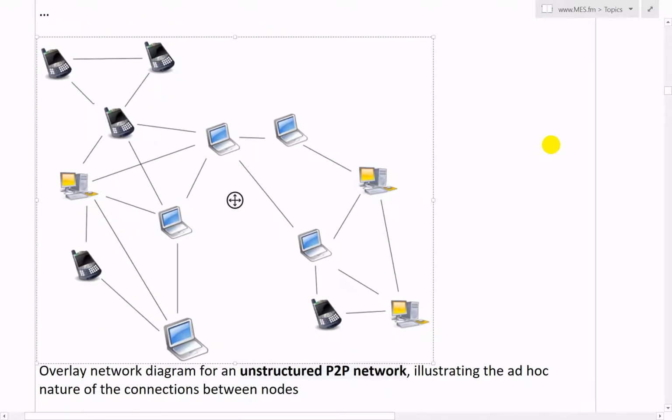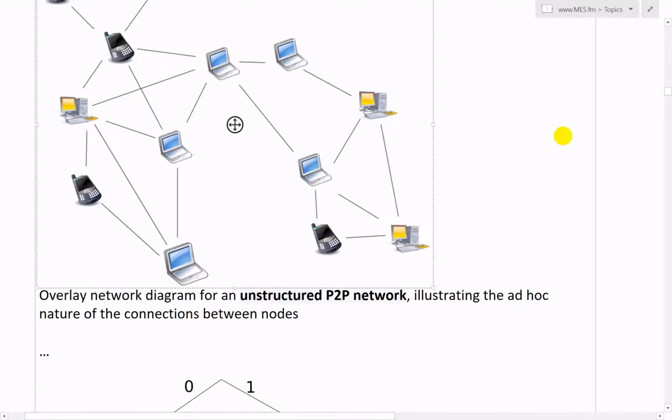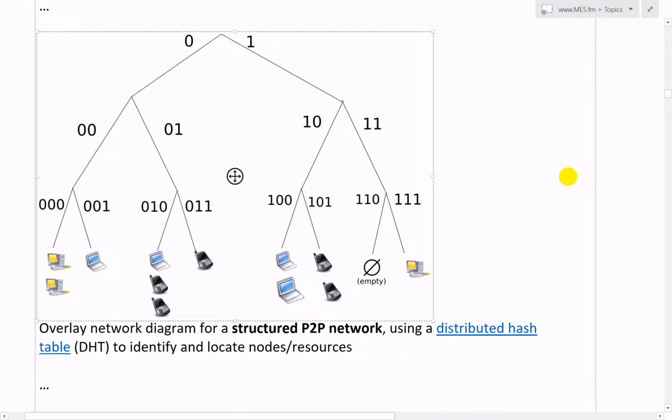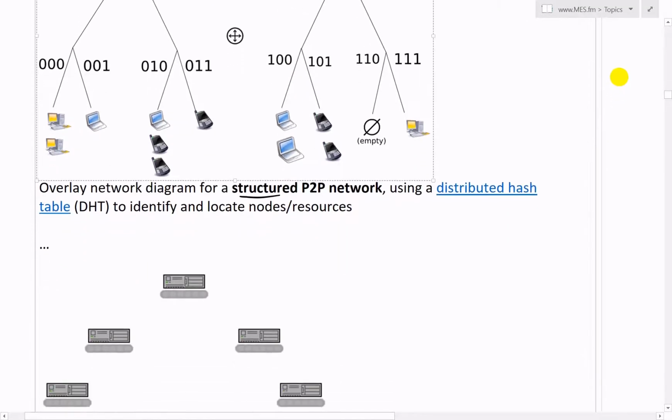Let's go further just to illustrate further. So here is an overlay network diagram for an unstructured P2P network, illustrating the ad hoc nature of the connections between nodes. Ad hoc, just as needed. So you have some here, then you want some other ones connected. You can connect them inwards like that. So this is just unstructured. Then there's also structured ways of organizing these P2P networks. So here is an overlay network diagram for a structured P2P network using a distributed hash table, DHT, to identify and locate nodes and resources. This one's split up in a structured tree-like manner like that. Let's go further.